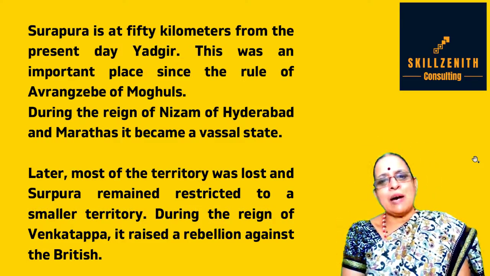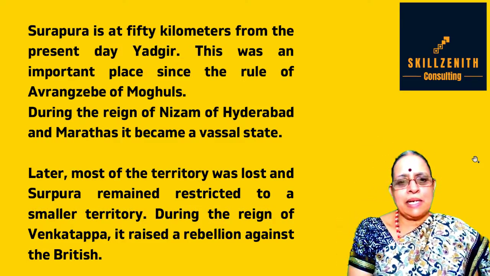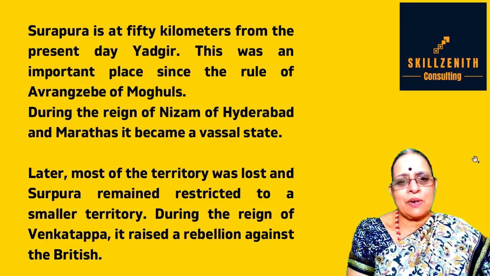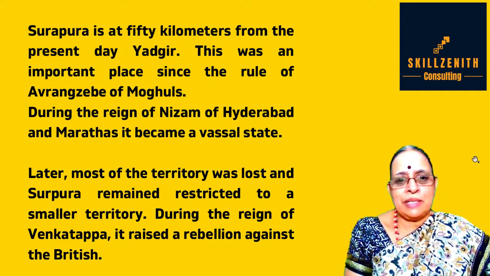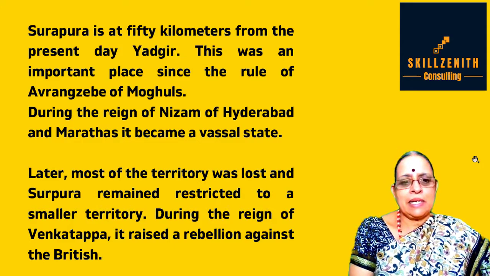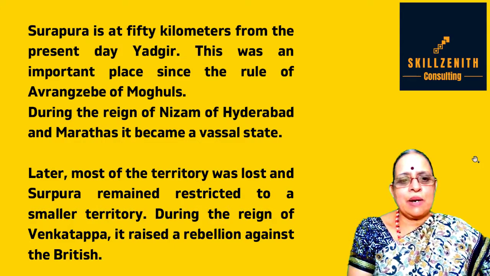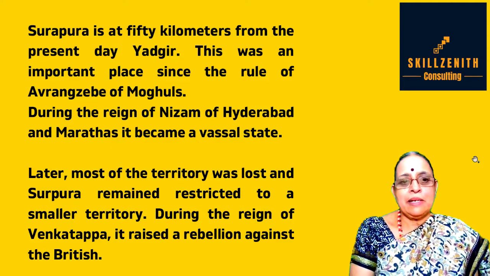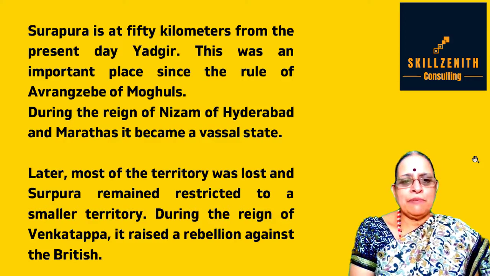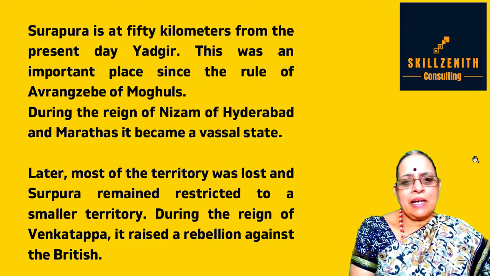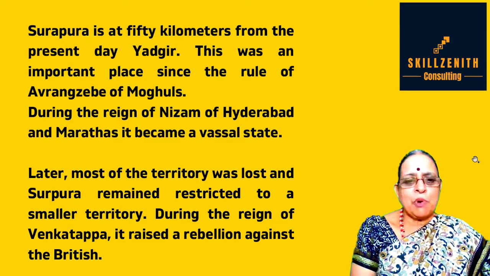Vassal state under a Samanta Raja. A small king under an emperor or a king is called a vassal. Vassal state means later most of the territory was lost and Surapura remained restricted to a smaller territory. Previously it was a big territory. Many of the territories were lost and at last it became a small territory.